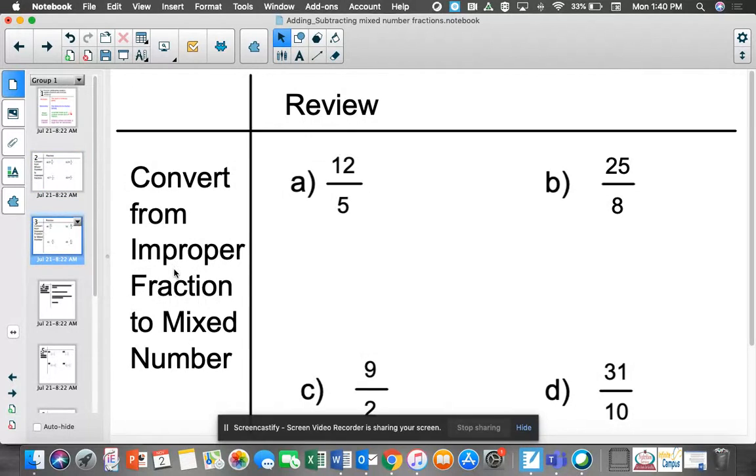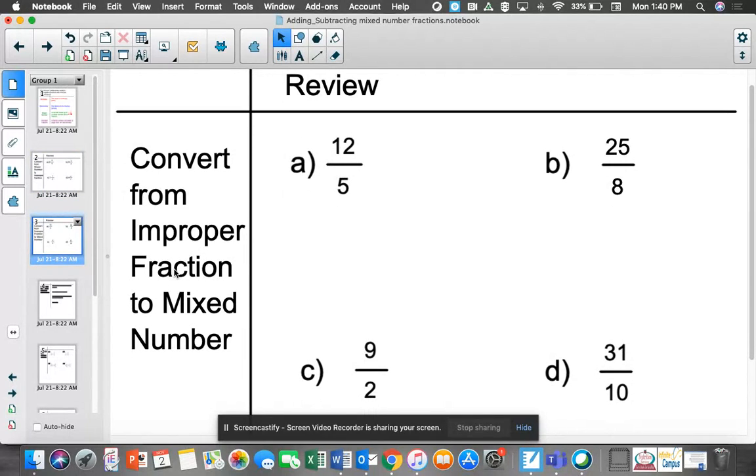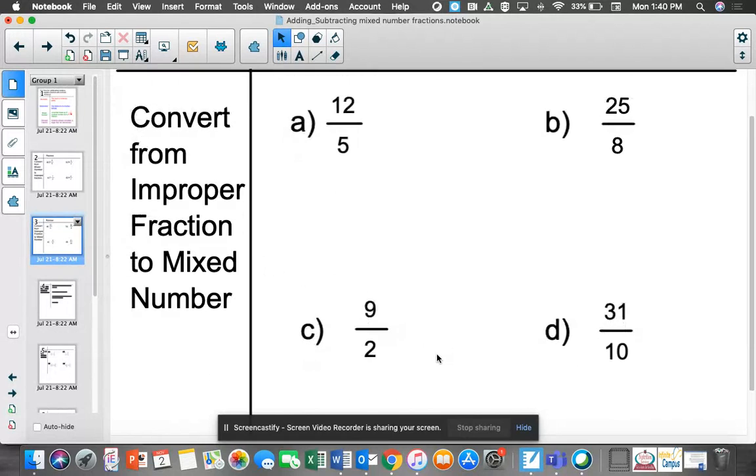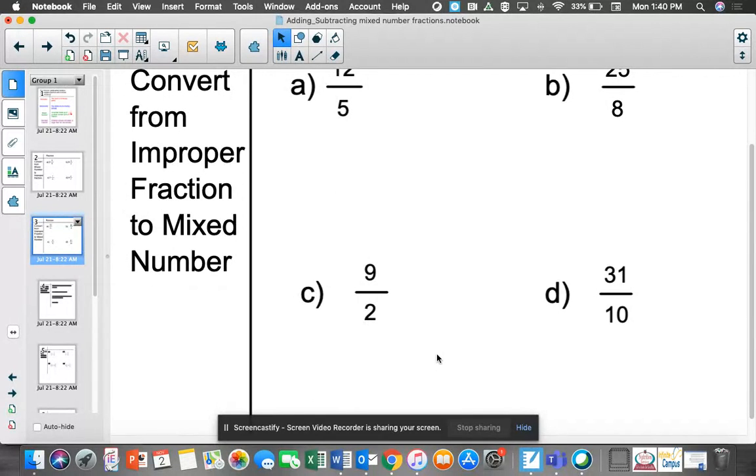All right. Now, here's a review on converting improper fractions to a mixed number. A, 12/5 equals. B, 25/8 equals. C, 9/2 equals. D, 31/10 equals.